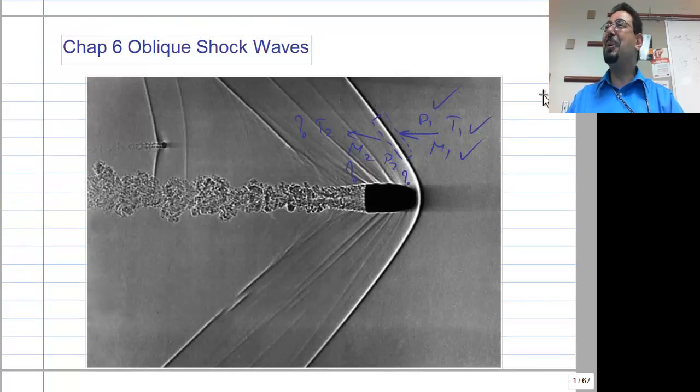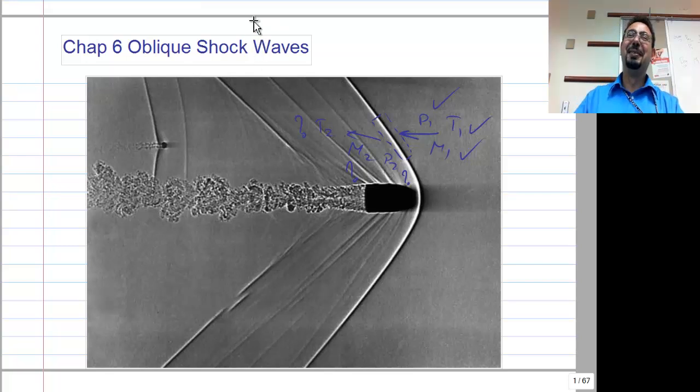So this chapter is about oblique shock waves. Unlike a normal shock wave, where the flow before is supersonic and after is subsonic, in an oblique shock wave the flow before is supersonic and the flow after is? We don't know. It could be subsonic or supersonic, okay? We'll see how we can calculate that.